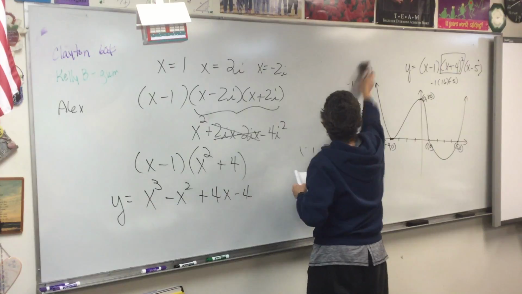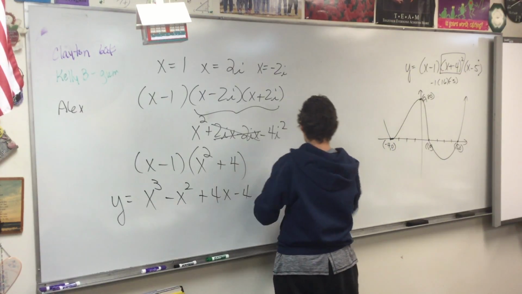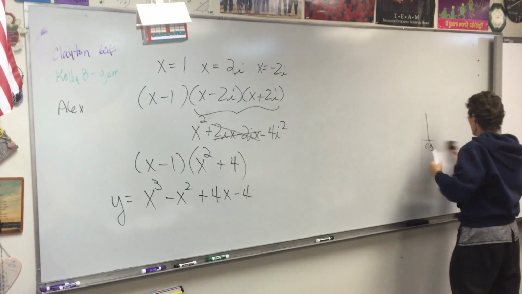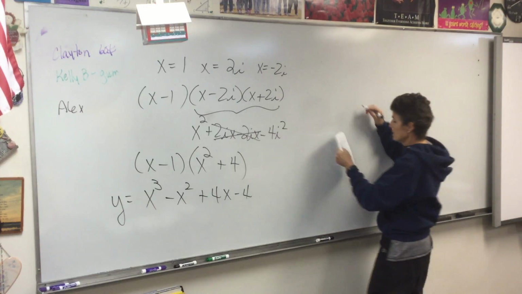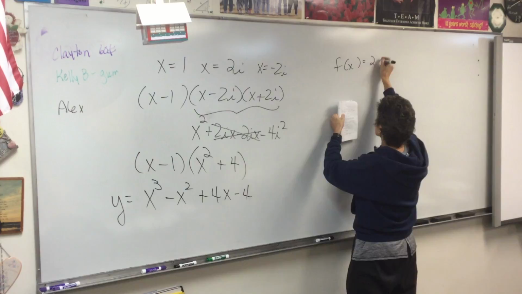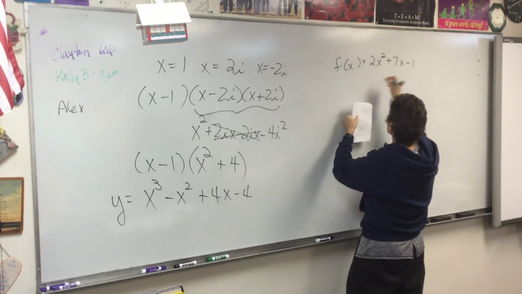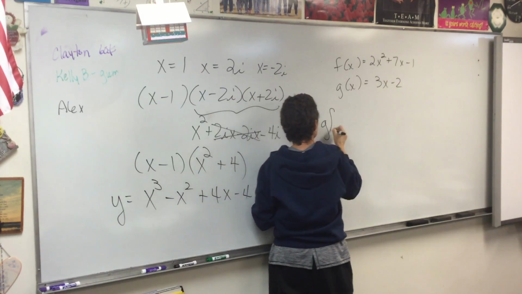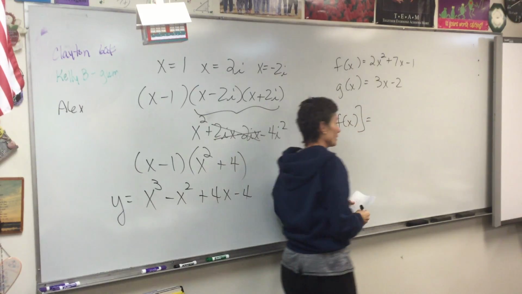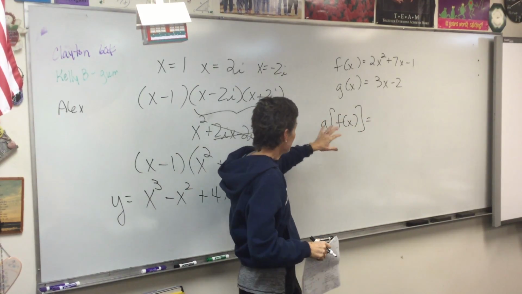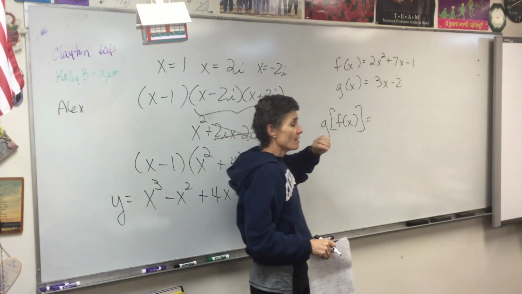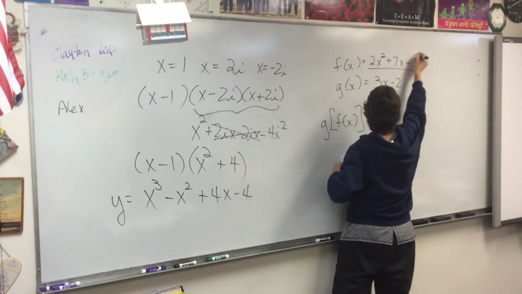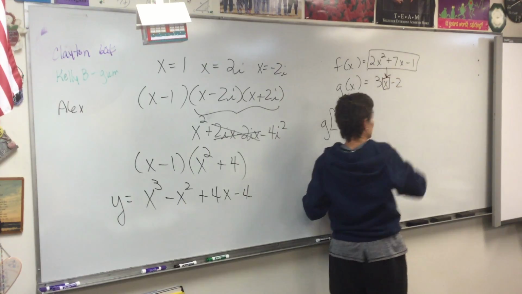Okay, 15 says I got a couple of functions and I want to make their compositions. f of g of x and g of f of x. So f is 2x squared plus 7x minus 1, and g is 3x minus 2. And I'm going to find g of f of x. Now, you'll recall, if you say that right, you can't miss it. This says find g of f of x. That means plug f of x into g. So whatever f of x is, you're going to plug it into g.